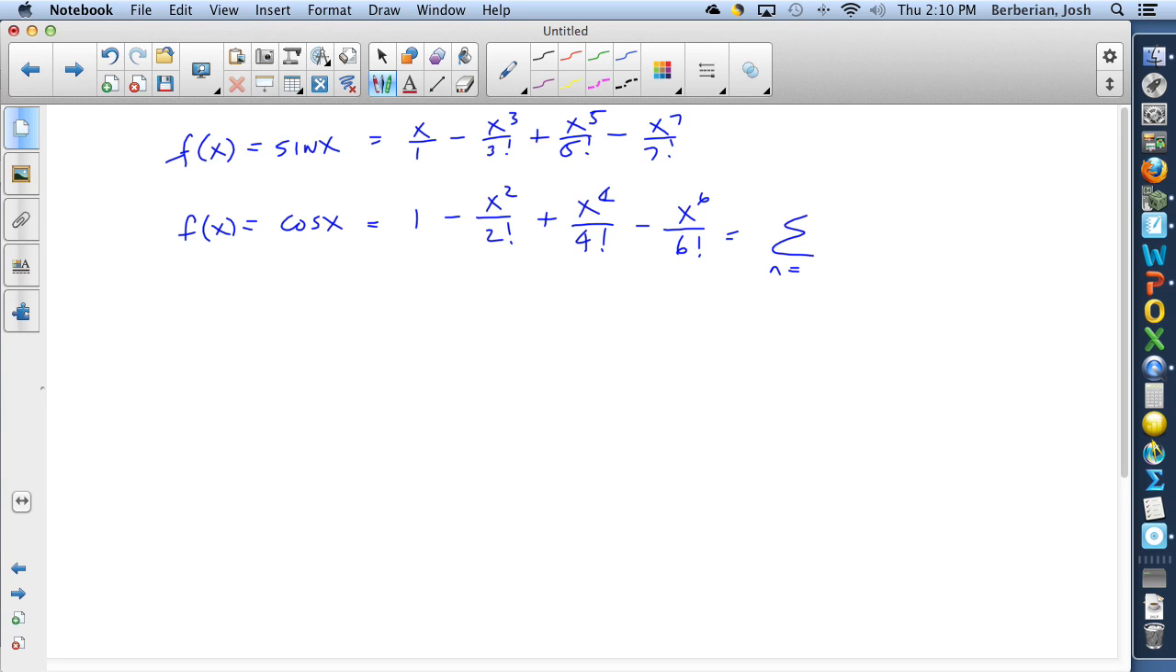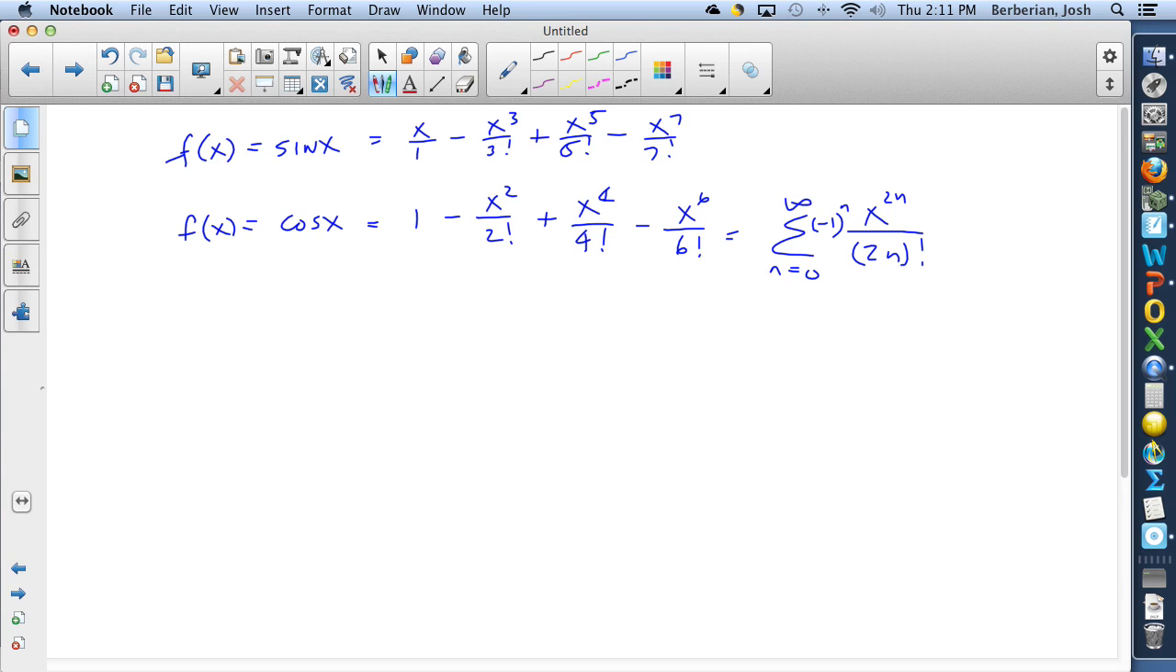So each time, what's it going to be over? If this is the first term, the second term, the third term, or maybe I should call this the 0th term, the first term. We've got 2n factorial in the denominator, and x raised to the 2n. Does that work? Then we need to alternate, so we alternate it by doing -1 to the n. Plug in -1 to the n.